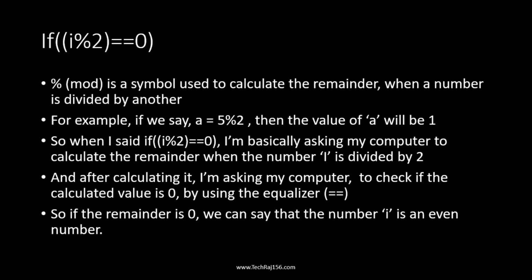Alright, so that is what I'm doing. Firstly, I performed a mod operation to return the remainder when i is divided by 2. And if the returned value, like if the remainder, is equal to 0, then I can come to an understanding that the value i is an even number. So if the remainder is 0, we can say that the number i is an even number.